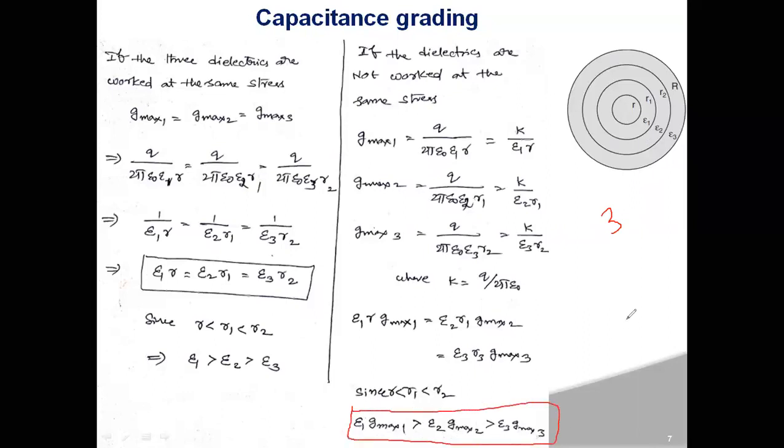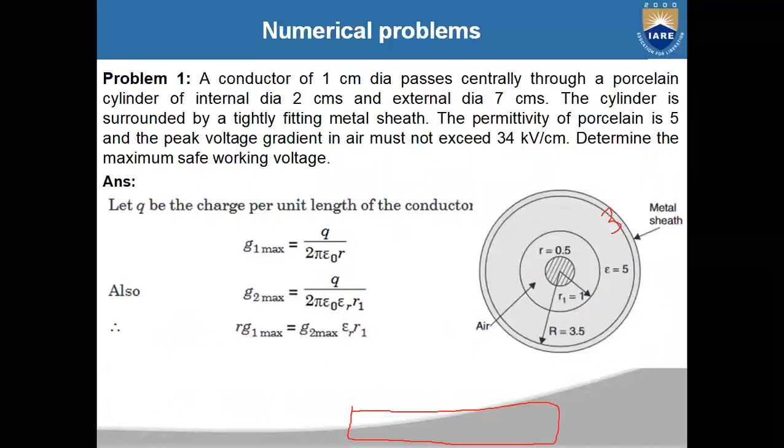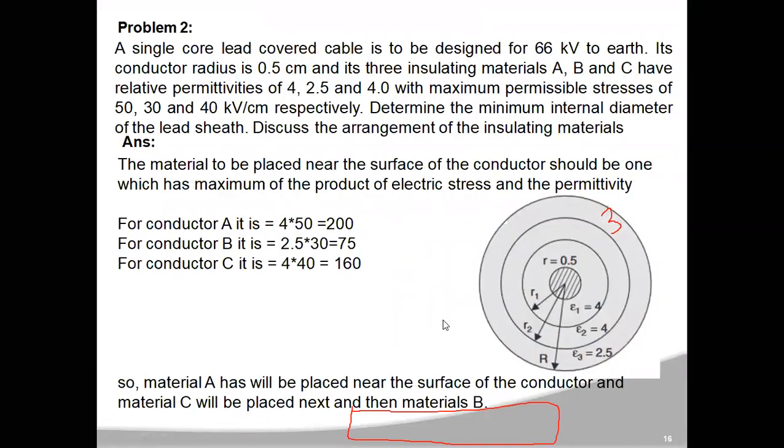First you have to find epsilon 1 Gmax 1, epsilon 2 Gmax 2, epsilon 3 Gmax 3. These products you have to take. Then the material having the highest product has to be placed near the conductor, and then the next highest value, and then the next highest value. This is the condition. So again go to the problem. Here this is the problem.